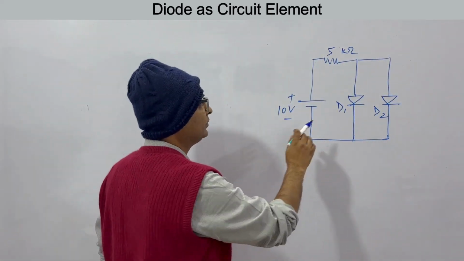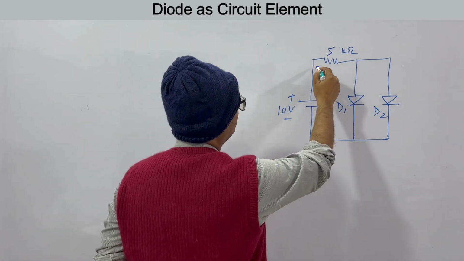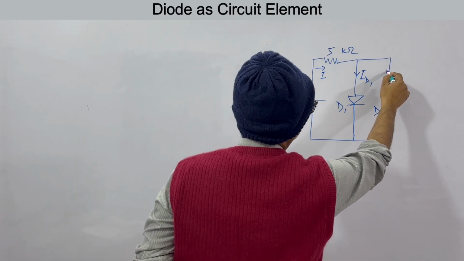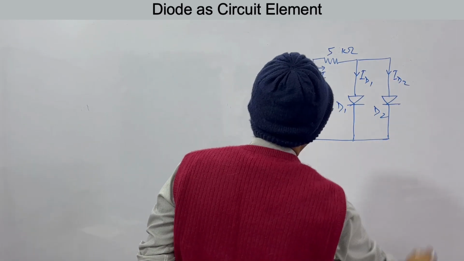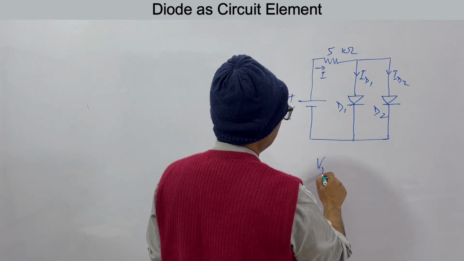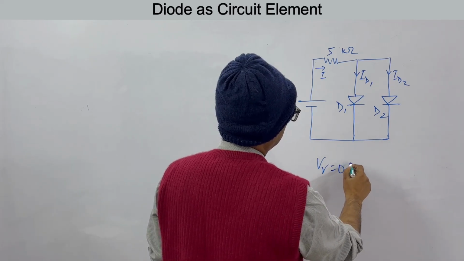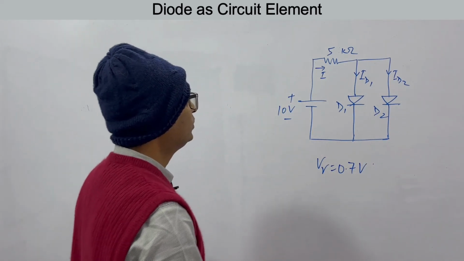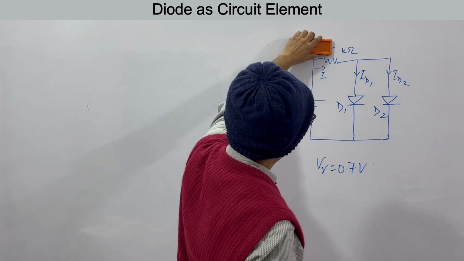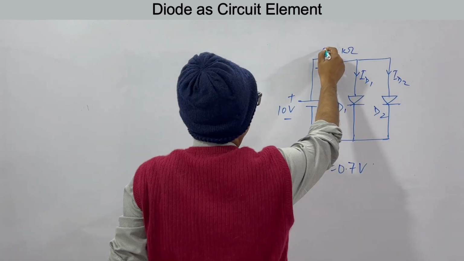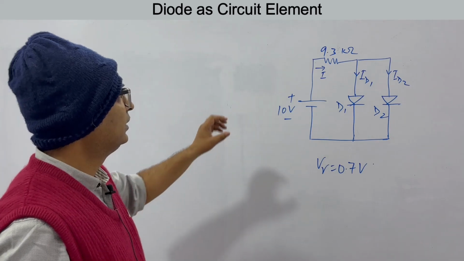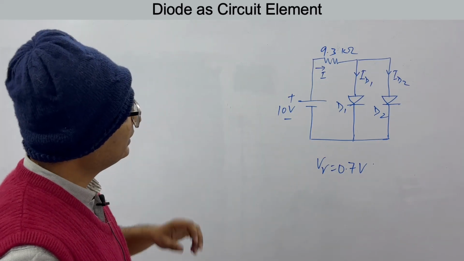See this circuit. We have two diodes here. We have to find what this current I is, and what ID1 and ID2 are. It's very simple. Let's say the two diodes are identical with V gamma equal to 0.7 volts. Then let this be 9.3 kilo ohms. I'm just changing these numbers so as to find easy answers.